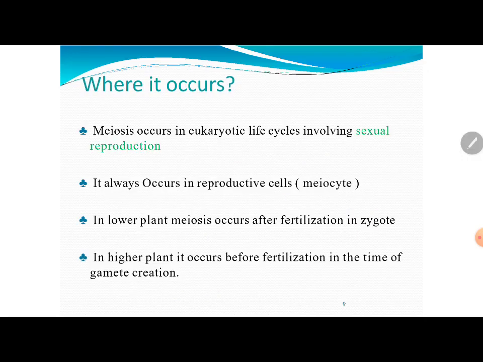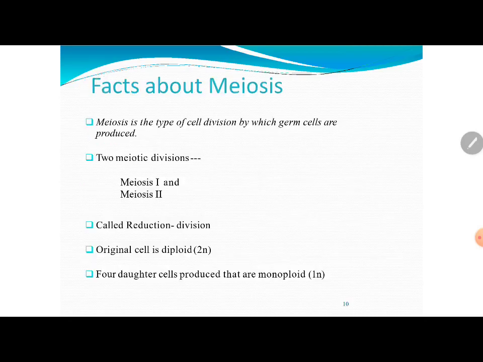Meiosis occurs in eukaryotic life cycles involving sexual reproduction. It always occurs only in the reproductive cell. In lower plants, meiosis occurs after fertilization in the zygote. We are not going to go into detail about the plants because we are studying meiosis in the light of zoology, so we will restrict ourselves to animal cells. In higher plants, it occurs before fertilization, at the time of gamete creation.